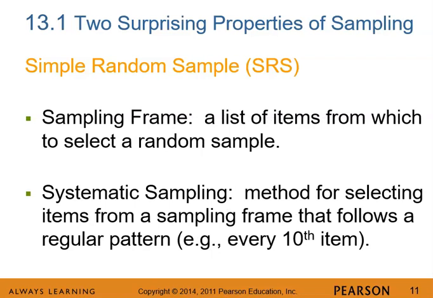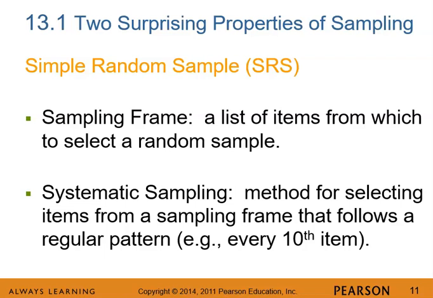And what is a sampling frame? A sampling frame is a list of items from which to select a random sample. So you can consider your class. I have a list of your classmates, all students in my class. And if I want to select a random sample, then it's easy for me because I have that list. So that list for me is a sampling frame.